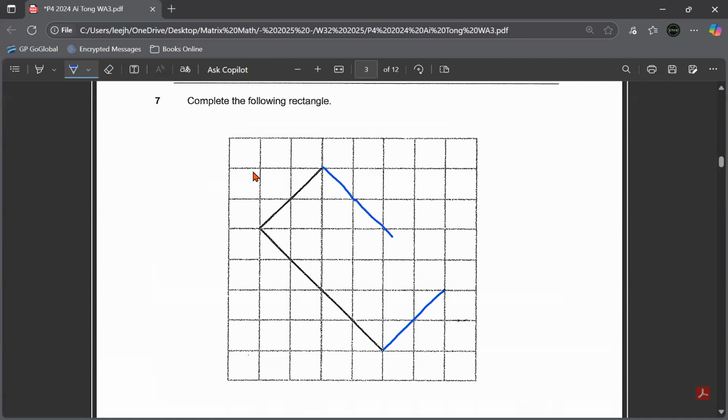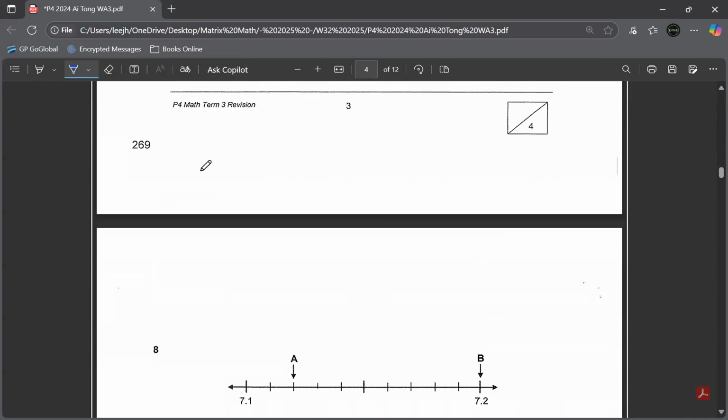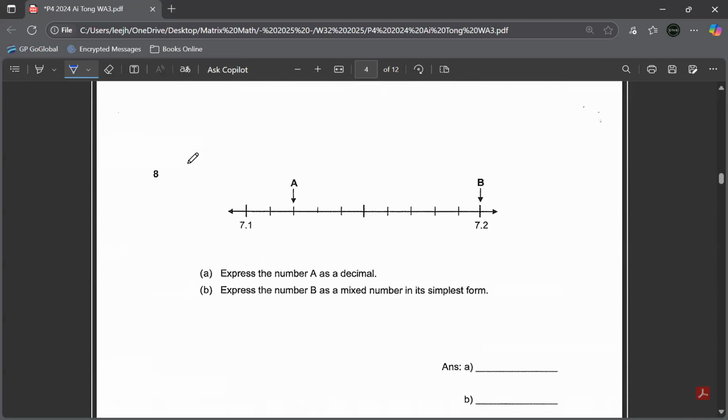Please use a ruler. Don't draw freehand like me, because I don't have a ruler here to draw this. So it will look like this. Make sure the lines are straight. Then this is your answer. Okay. So after this, let's look at question number 8.